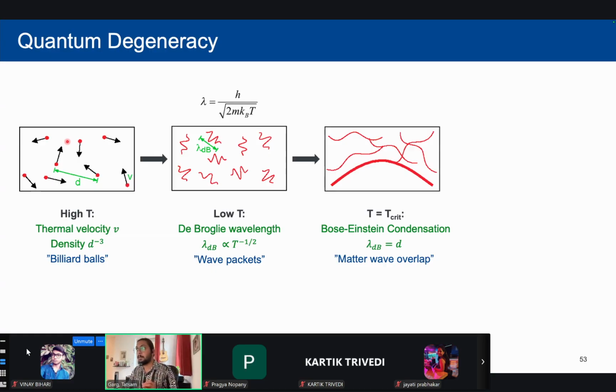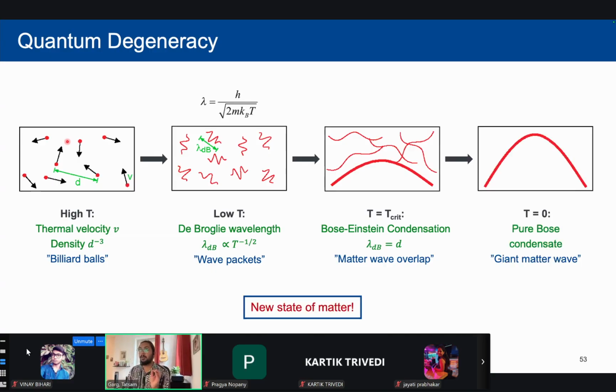Beyond this, when you go very, very cold, ultra cold, all the matter waves in the whole system overlap completely, forming one giant matter wave, which is basically behaving like a single entity. And this entity is called a pure Bose-Einstein condensate. Satyendranath Bose and Albert Einstein conceptualized this theoretically a long time ago, but it took until 1995 to actually create it experimentally. This is a macroscopic quantum object.